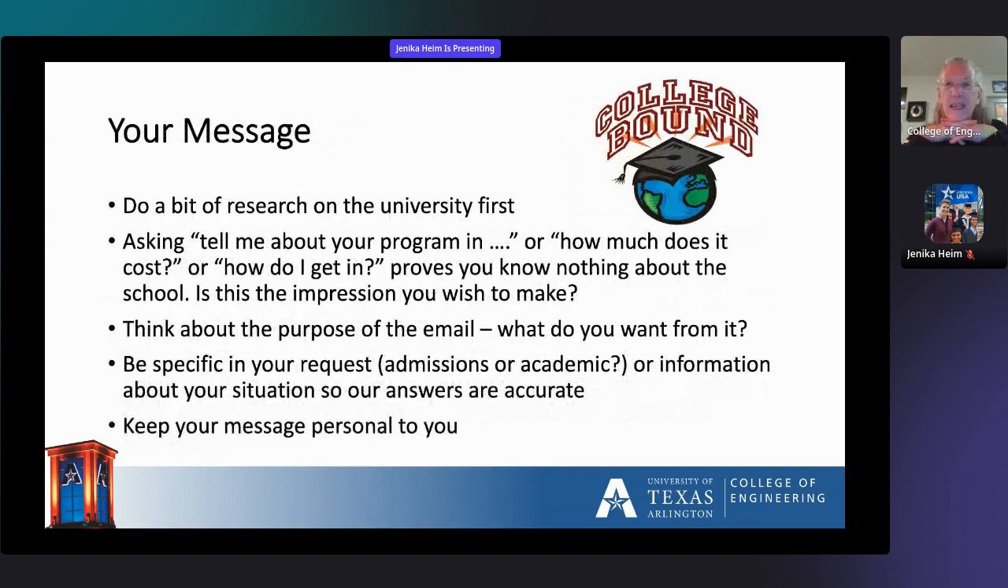So the other thing that drives us crazy sometimes, and I'll be very honest, as a university official, is you need to look at the university first before you start sending out emails. If you start saying, tell me about your program in computer science, how much does it cost? What do I need to do to get in? Things like that. All of that information is on our website. If you write me an email like that, I'm just going to direct you right back to the website.